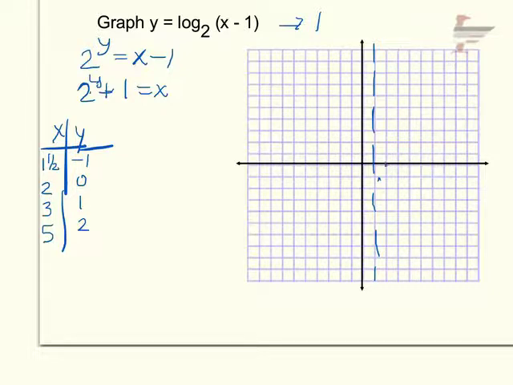just kind of estimate those points. 1, 2, 3, 4, 5, 5, 2. And I know that it's going to do this and kind of ride along that asymptote. Okay, so it's really not too bad.